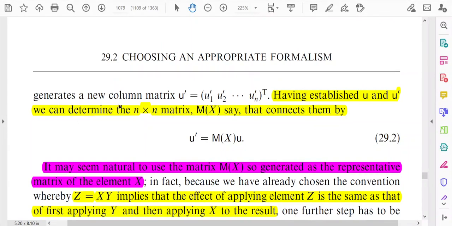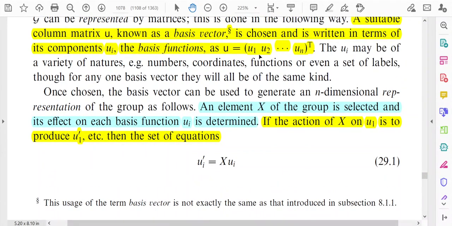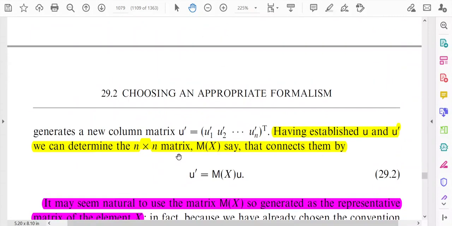It will ultimately generate a new column matrix U prime, because previously the basis vector U was represented by its components such as u1, u2, in this way up to un. But when X is acting on U, we obtain U prime, and we write U prime in terms of its components: u1 prime, u2 prime, in this way up to un prime. We write T here to indicate that this is a column matrix; T means transpose.